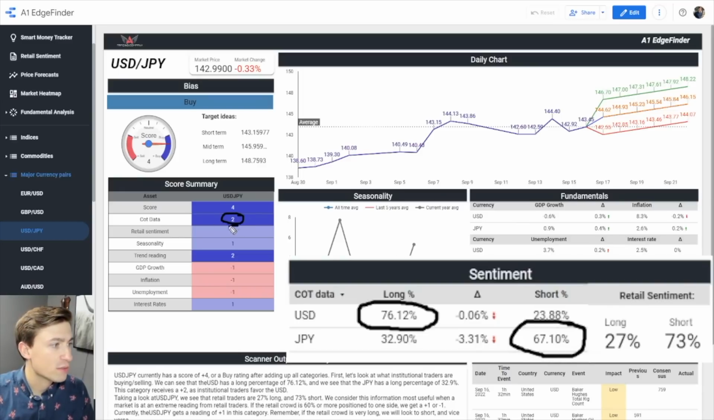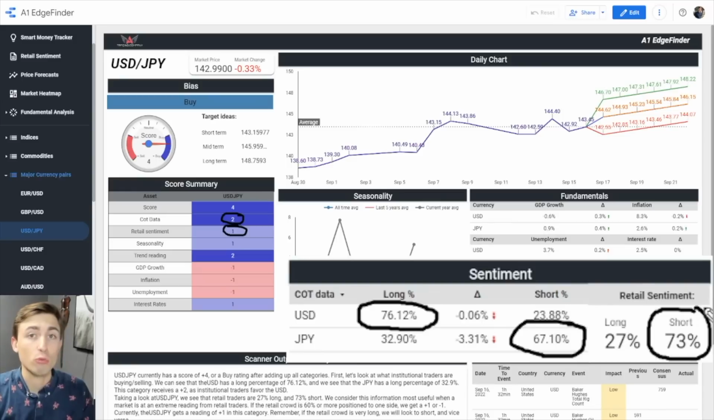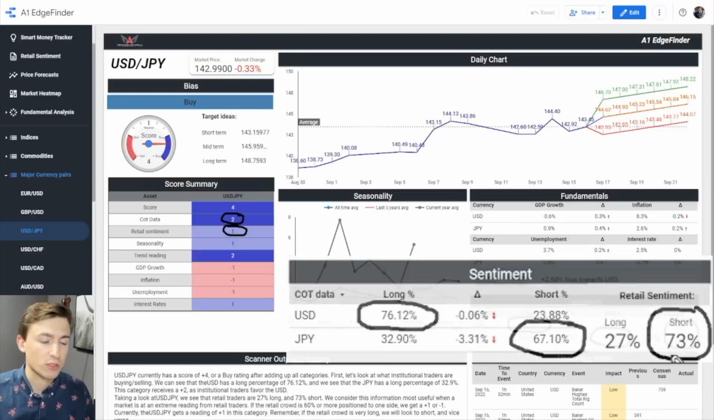Then if we go down the list, we take a look at retail sentiment, the crowd on dollar yen, based on retail position, is 73% short on average, which is pretty dang good, showing us that, okay, well, if the crowd is selling, we could potentially look to get long.